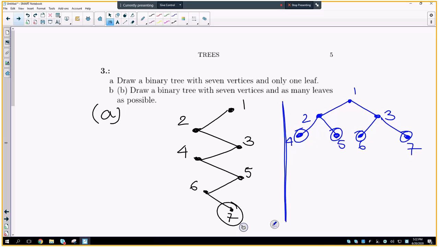And this is the end of Module 7, our discussion about trees. Next time in our video, we will start talking about Module 8, which is going to talk about Boolean algebra and a little more about the binary system.